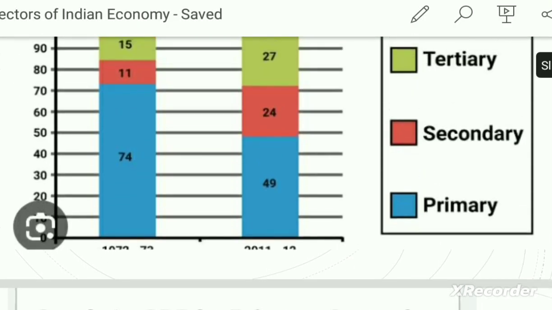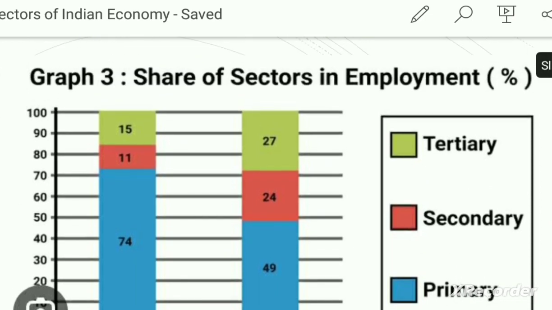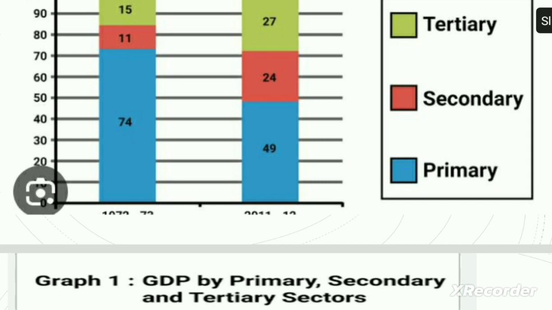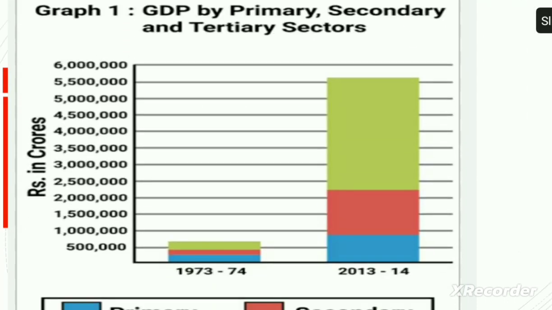Secondary sector: 24% of the employment is shared by the secondary sector, and their contribution is around 20%. You can see, little more than 20%.